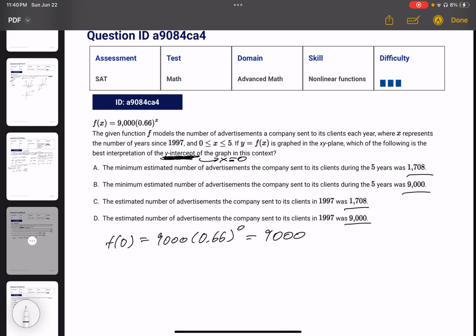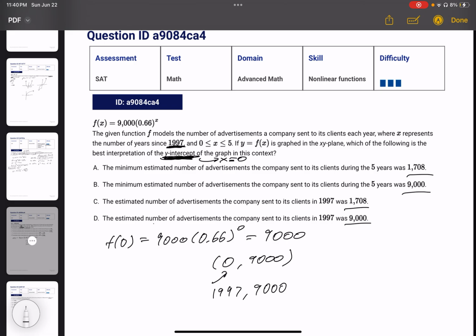So that is starting in 1997, because x represents the number of years since 1997. If it's 0 years since 1997, we're in 1997. So if we were to have a point, it would be (0, 9,000). However, this 0 represents the years after 1997. So theoretically, it would be 1997 and 9,000.